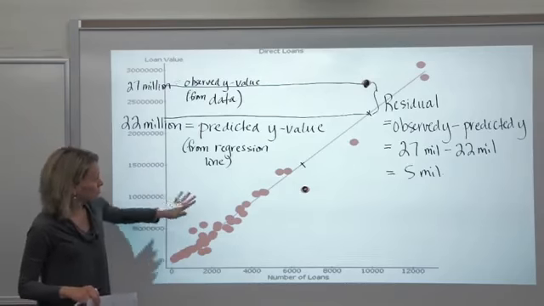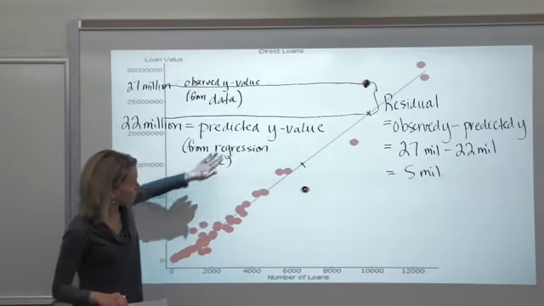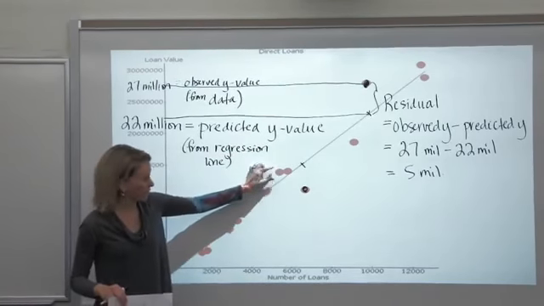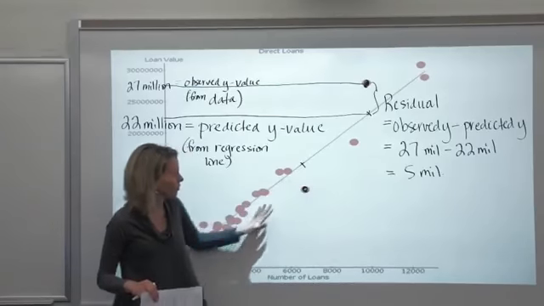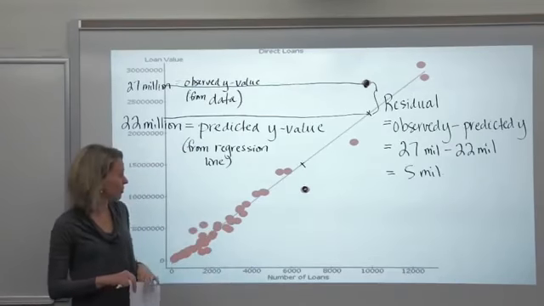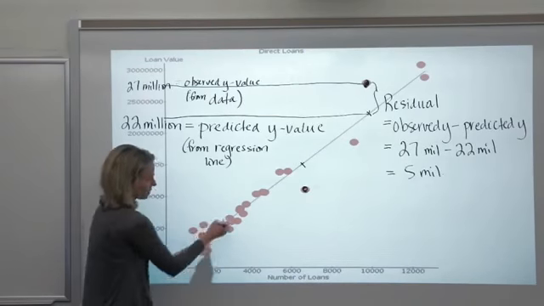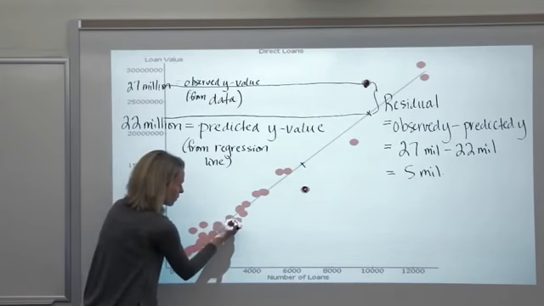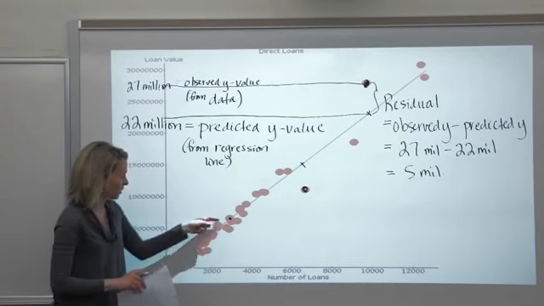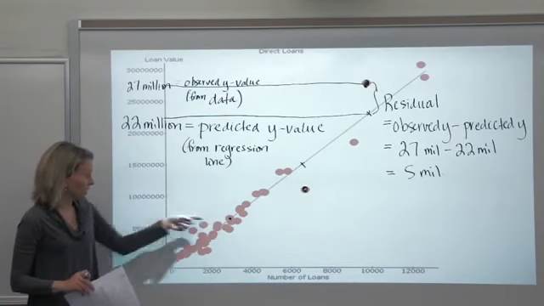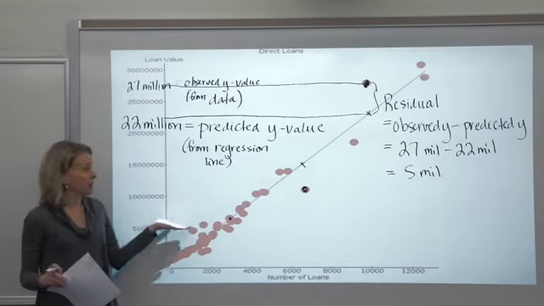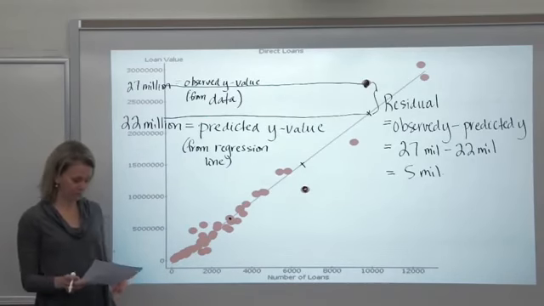This pattern will always be true. Any of the points that fall above the regression line are going to have positive residuals. All the points that fall below the regression line will have negative residuals. If we happen to find a point that fell exactly on the line, and it's difficult to tell here, but if we had a point that fell exactly on the line, its observed y and its predicted y are exactly the same, that point would have a residual of 0.